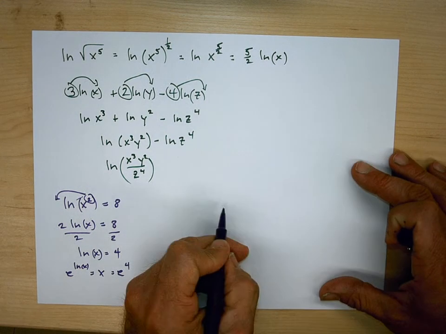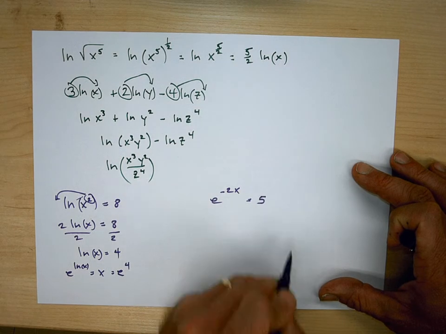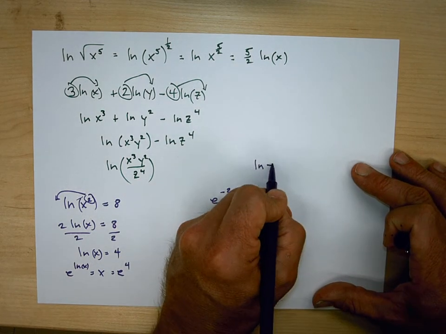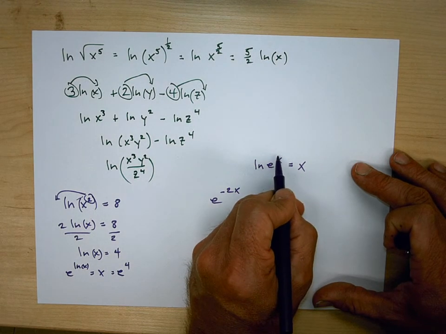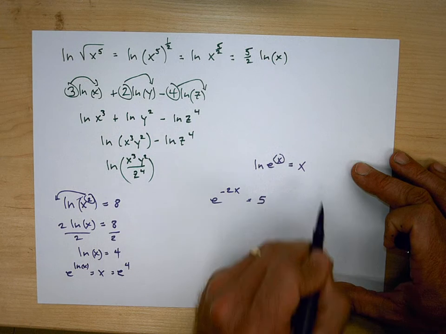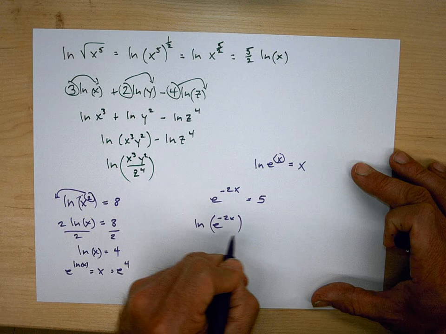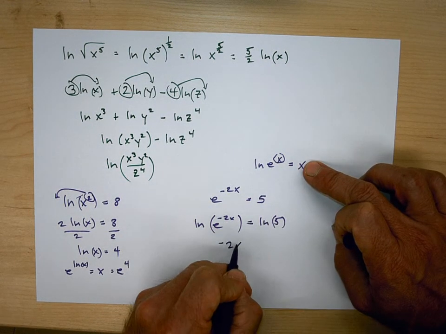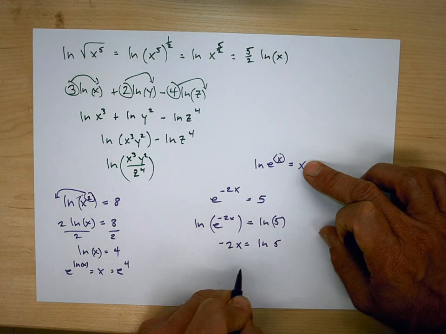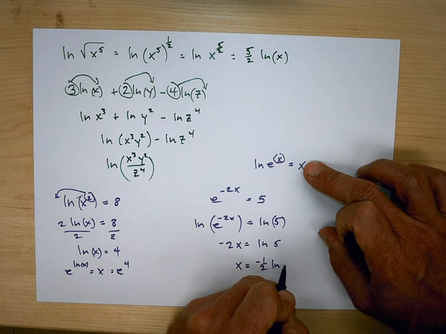One other example, if I had something like e to the negative 2x equals 5, now I want to use the property that the natural log of e to the x is x. And that's true for whatever I put in for x here. Anything that would be up here as the exponent, if I take natural log of e to that, I get back that. So I want to take natural log of e to the negative 2x, and I'll take natural log of this side as well. But using this property, that's negative 2x equals natural log of 5. So then I get x equals negative 1/2 natural log of 5.